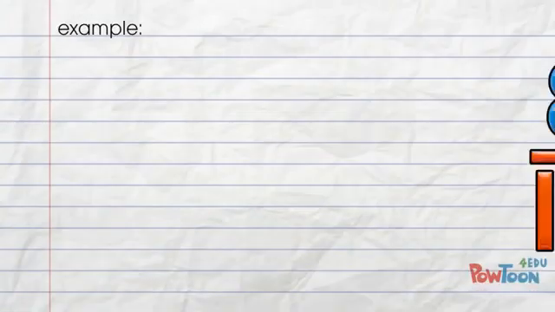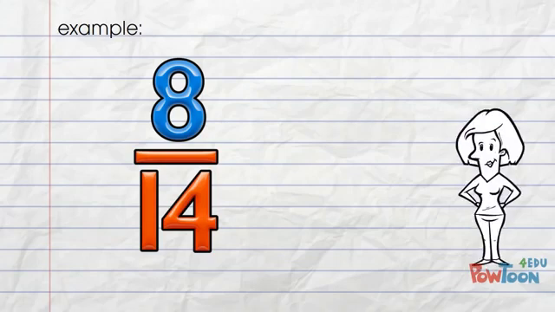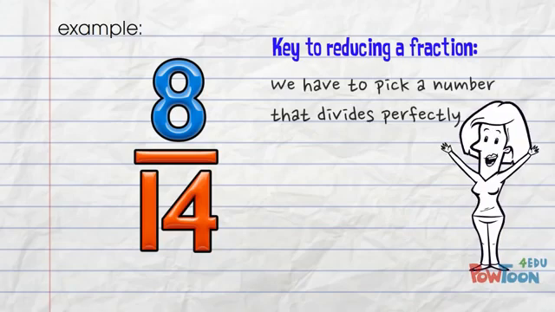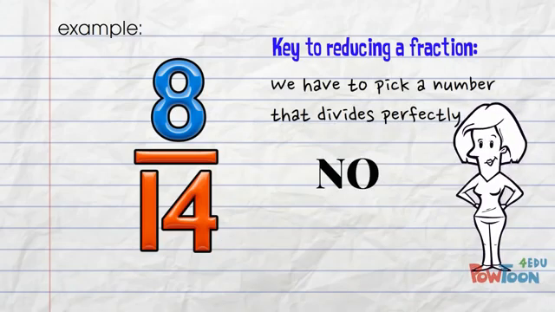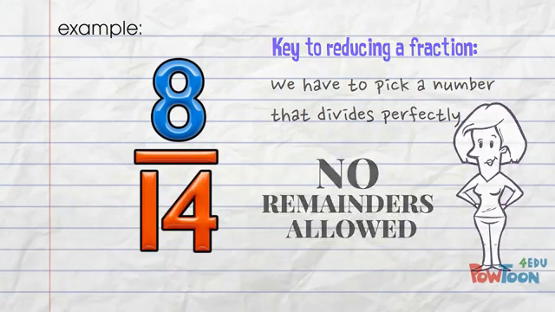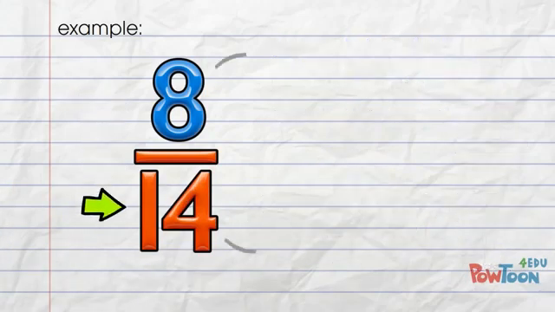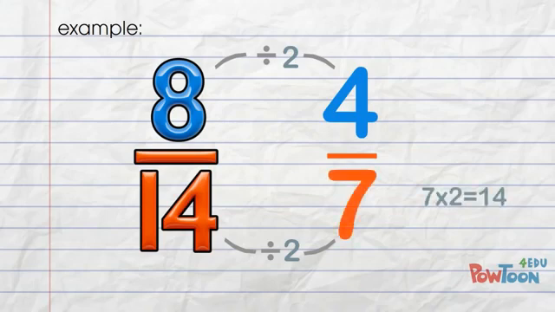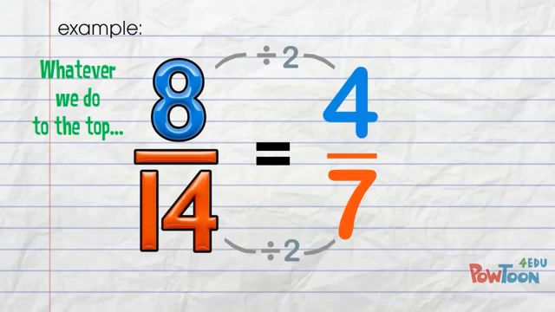Let's do one. 8 over 14. The key to success in reducing a fraction is we've got to pick a number that divides perfectly. No remainders allowed. These numbers are both even, so I can divide by 2. How many 2's in 8? 4 2's are 8. And how many 2's in 14? 7 2's are 14. Remember, whatever we do to the top, we've got to do to the bottom.